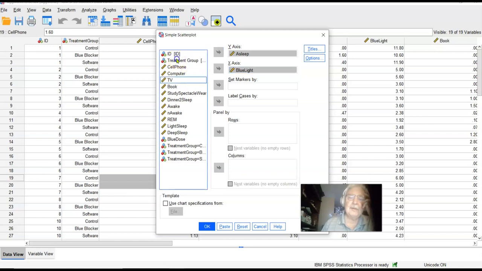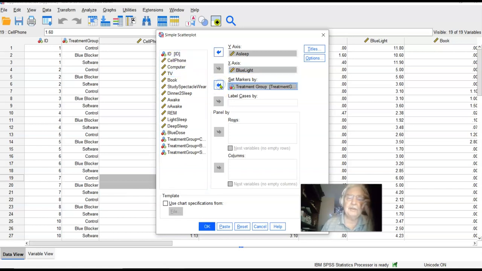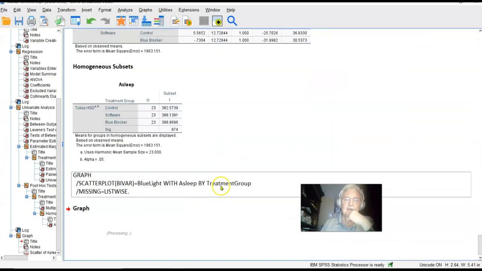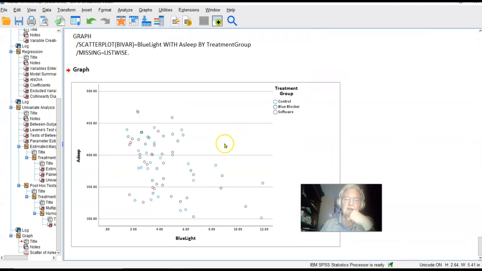And we're going to set our markers by treatment group. Let's just look and see what we get. So we have these different colored dots. We have control, blue blocker, and software. Now, we want to look and see if the lines between these different groups are parallel. And the way we do that in SPSS here is we double click on this.